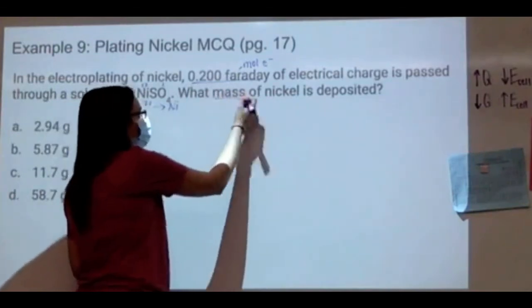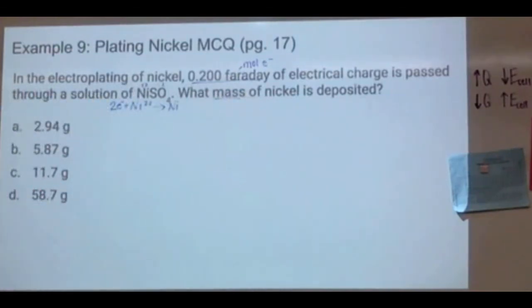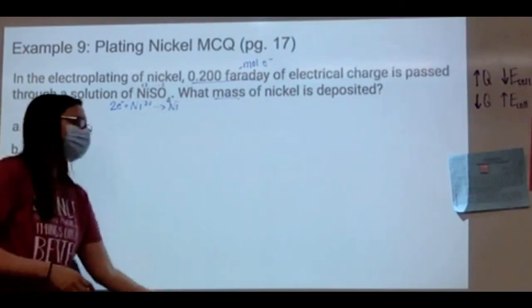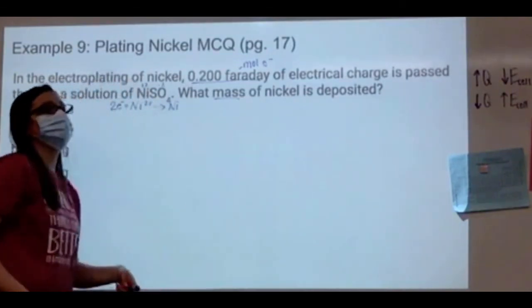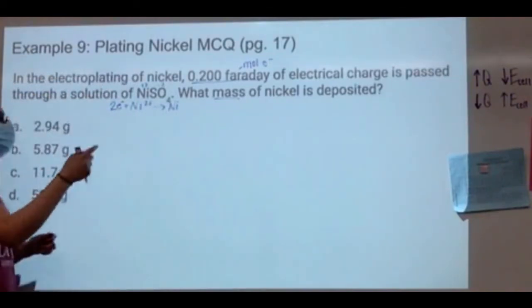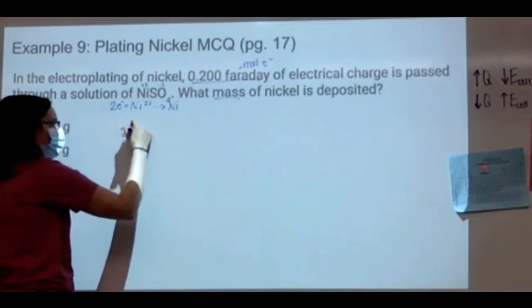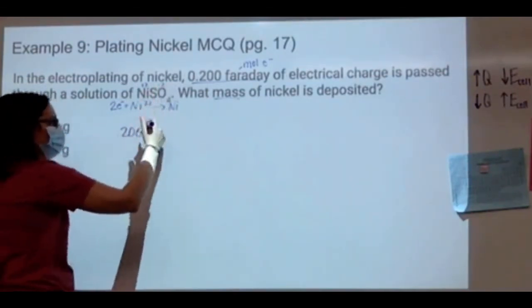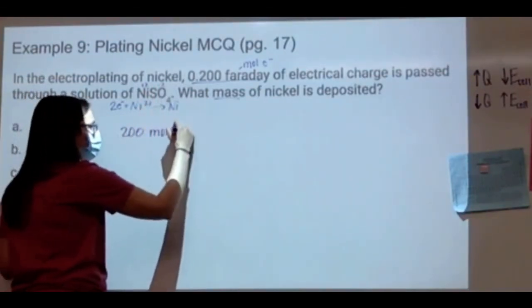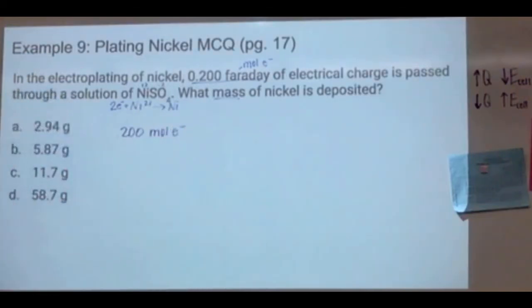The question says, what mass of nickel is deposited? And a lot of times people see this question and they're like, okay, there are some things that were not given in this problem that we were given in problems before. But let's take a look at the setup and see if there's anything else that we need. So our given information is 0.2 Faraday. We've said that a Faraday is just a mole of electrons. So 0.200 moles of electrons.